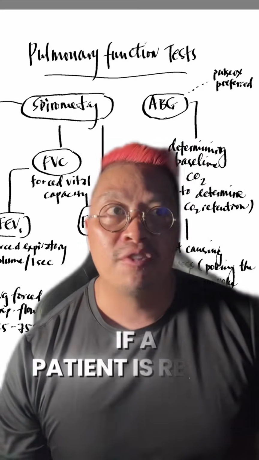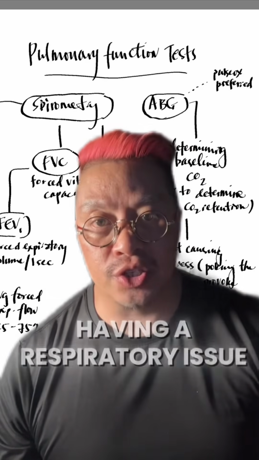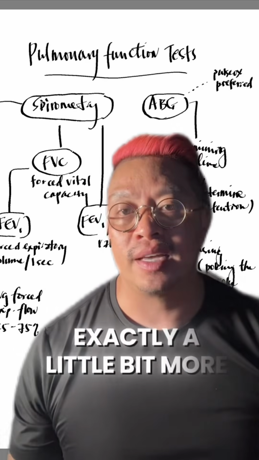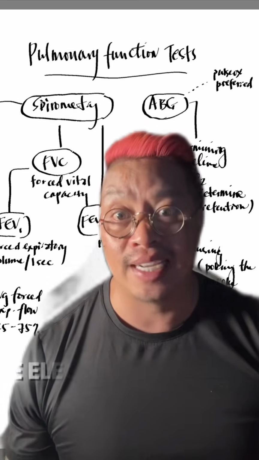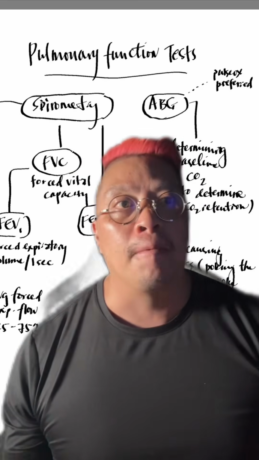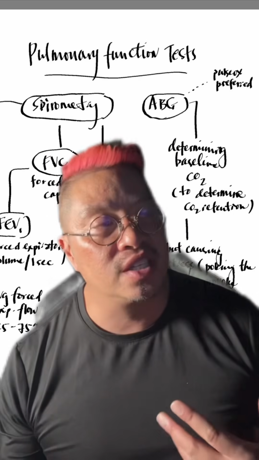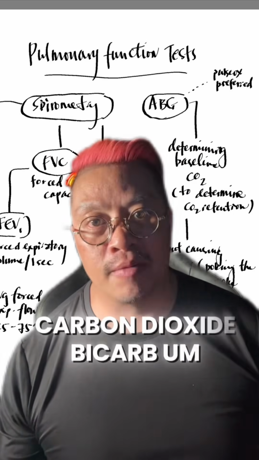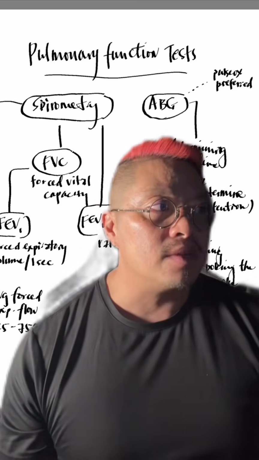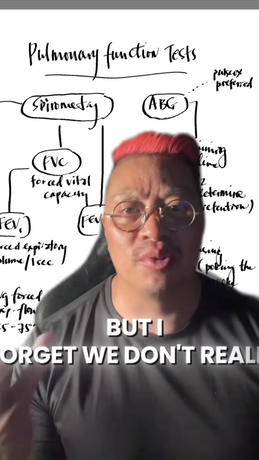But if a patient is really having a respiratory issue and we want to know a little bit more, not just the electrolytes, but the partial pressures, the partial gases of the oxygen, carbon dioxide, bicarbs. I think it was base excess, but I forgot. We don't really use that.